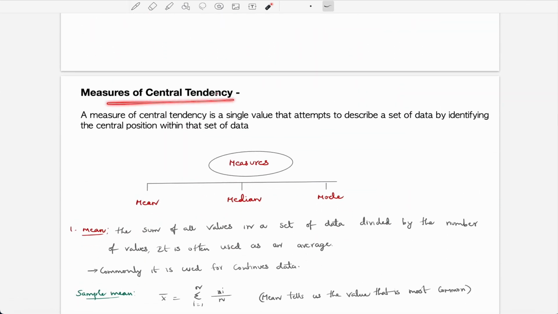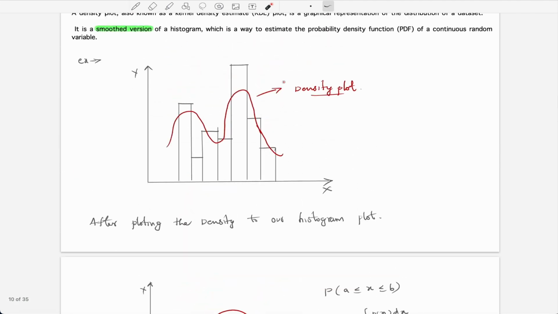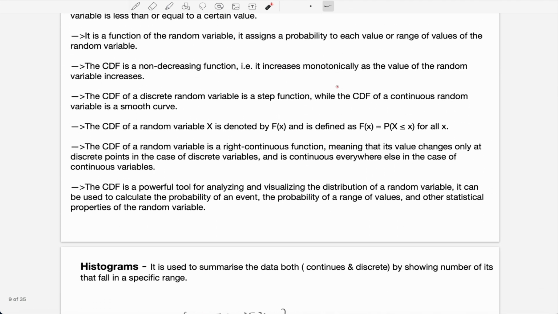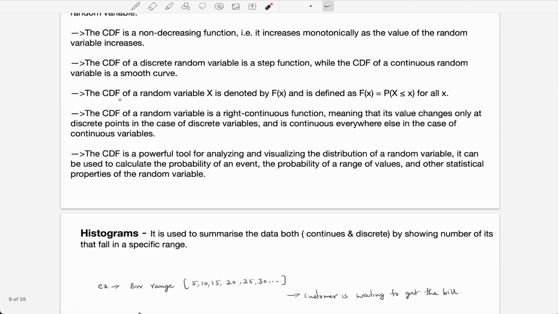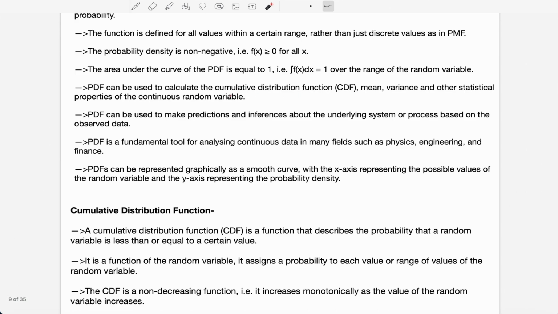In the measures of central tendency, we have the mean, median, and mode. We have discussed them in great detail, so I hope you loved those lectures also. The CDF is used to calculate the cumulative distribution function. So what is the cumulative distribution function? We're going to discuss that in just a few minutes.